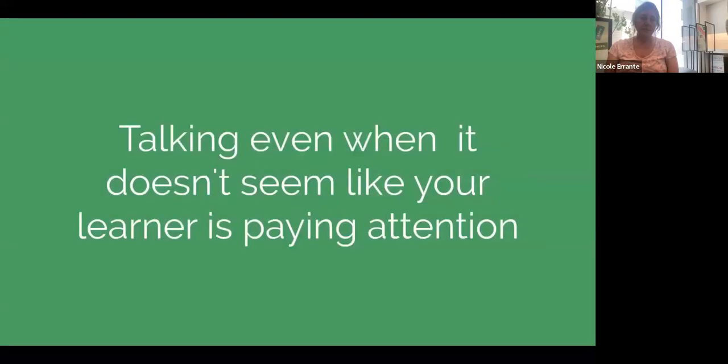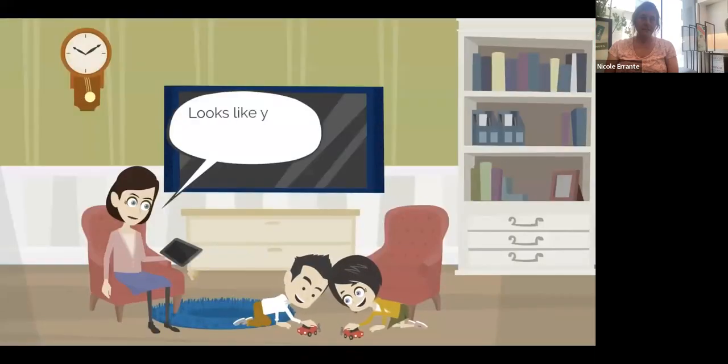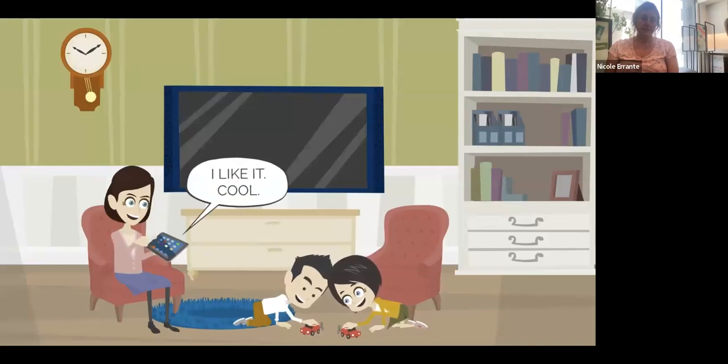Talking, even when it doesn't seem like your learner's paying attention. Looks like you're having fun. Those cars are cool. I like it. Cool.